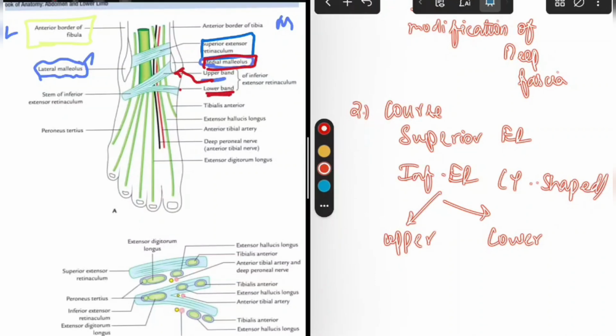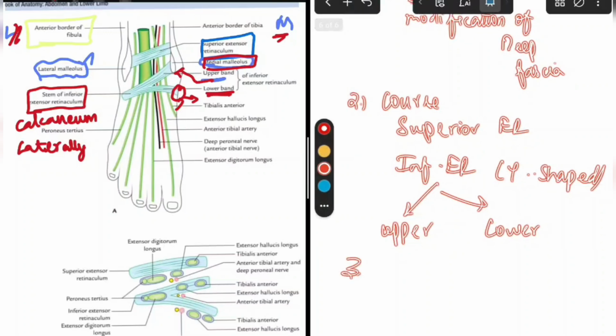The lower band is attached to the deep fascia of the sole. The upper is the dorsum and the lower one is the sole. So it is attached to the deep fascia of the sole. Now the stem of the inferior extensor retinaculum is attached to the calcaneum bone laterally, because it is present on the lateral side. So we have cleared the course of the extensor retinaculum.